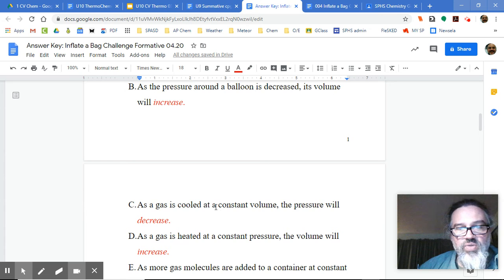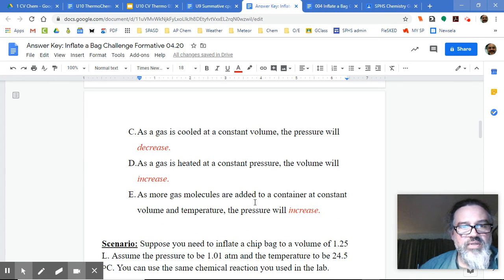And if the gas is cooled at a constant temperature, the pressure will decrease. Cooler gases means the particles are moving with less energy, less collisions, less frequency. That's a decrease. As the gas is heated at a constant pressure, the volume will increase. And that's just as temperature goes up, you can understand that the particles will want to move farther apart. Constant pressure means it's probably inside of a flexible container, so that just means it'll expand, right? The balloon will inflate.